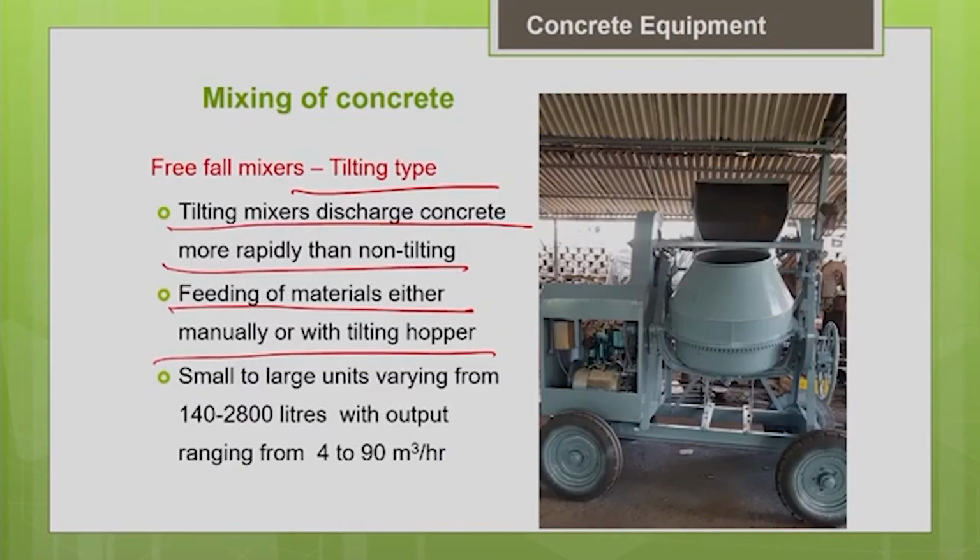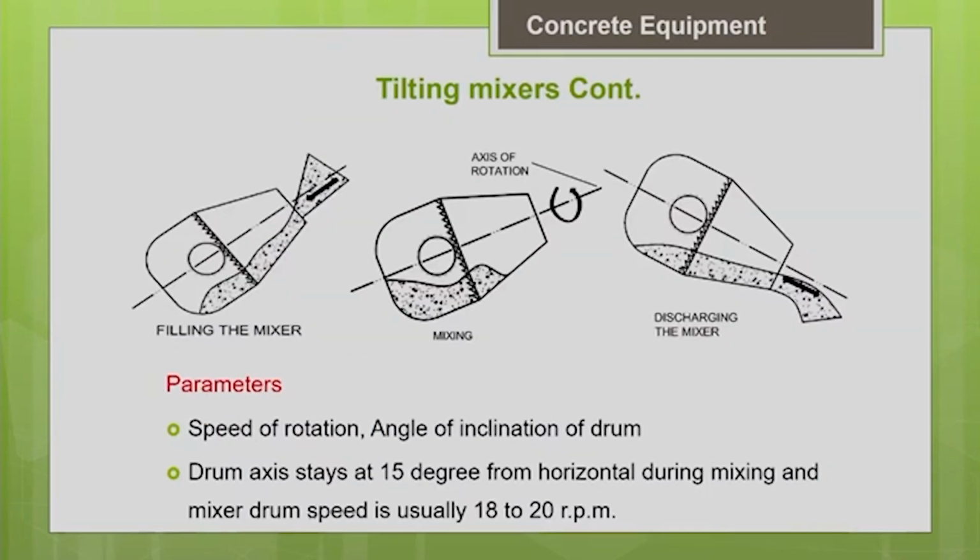We have a wide range of drum sizes, varying from 140 liters to 2800 liters. Accordingly, the concrete output will also range from 4 to 90 meter cube of concrete per hour. Depending upon your requirement, you can choose the size of your drum. This schematic picture shows how the angle of inclination of the drum can be changed from loading position to discharging position.